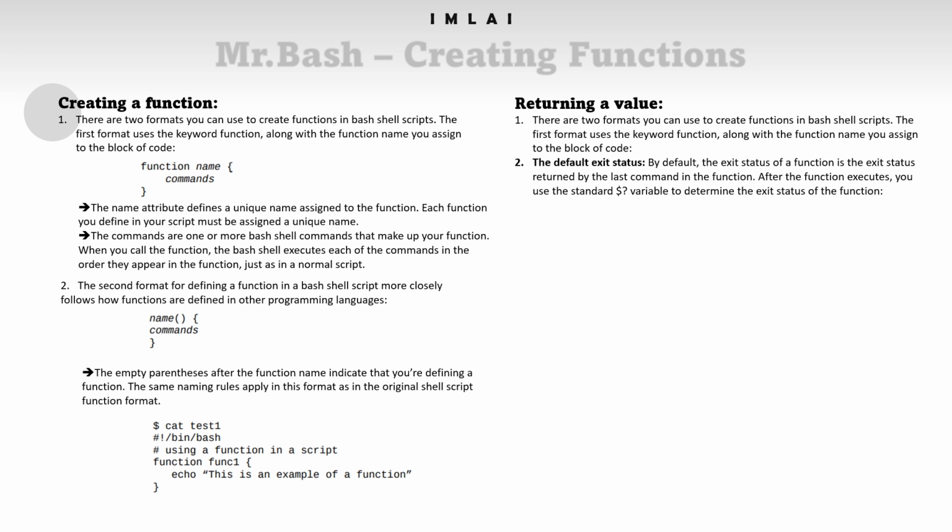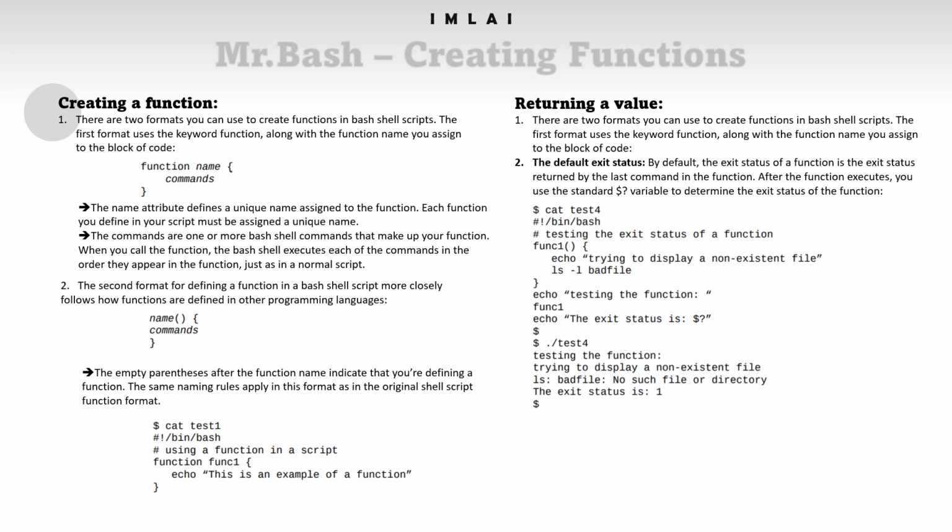You just go through it. So dollar question mark variable is used to determine the exit status of the function. If the last command in the function fails, we'll get an exit status of 1, it is non-zero. If the last command of the function that you have mentioned is successful, then we'll get the 0 exit status code. So that depends.